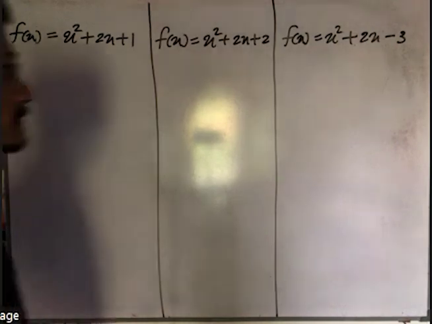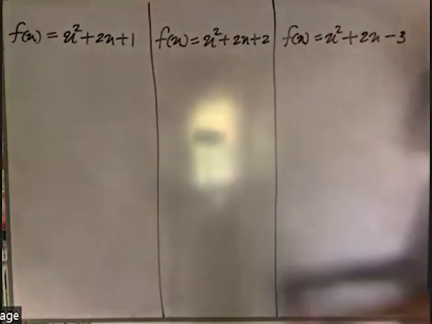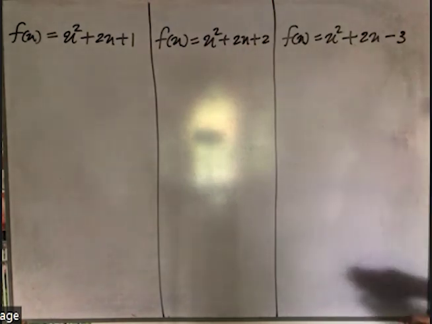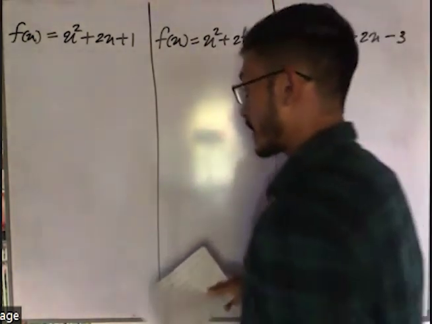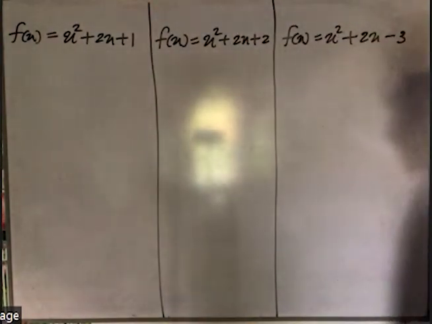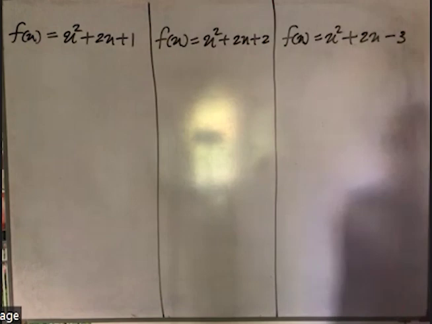So here we have three quadratic functions. First one is x square plus 2x plus 1, x square plus 2x plus 2, and x square plus 2x minus 3. So I am going to simplify these three functions separately by using the completing square method.